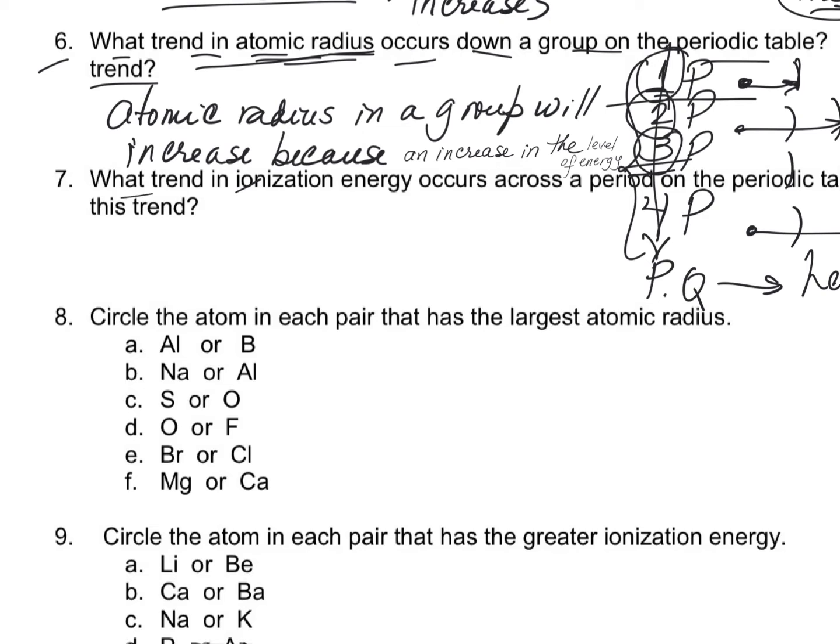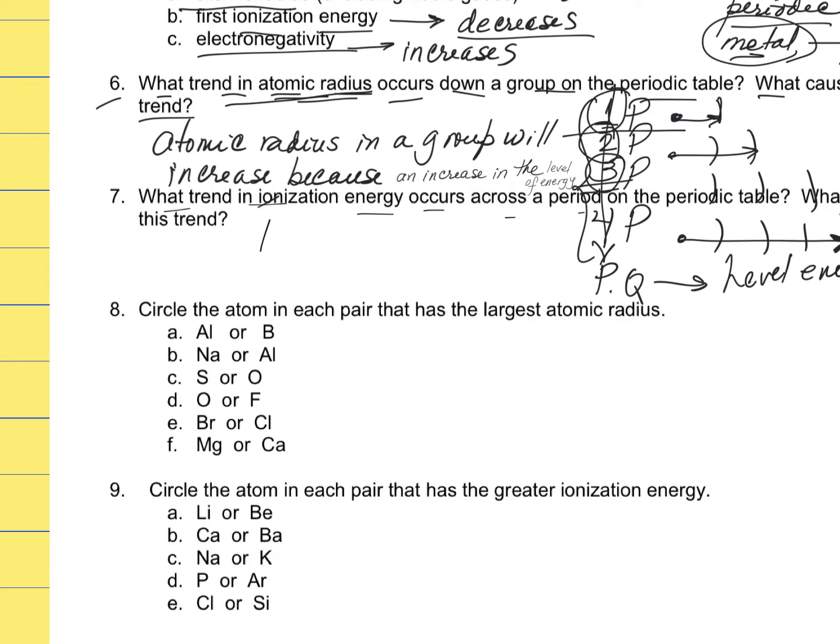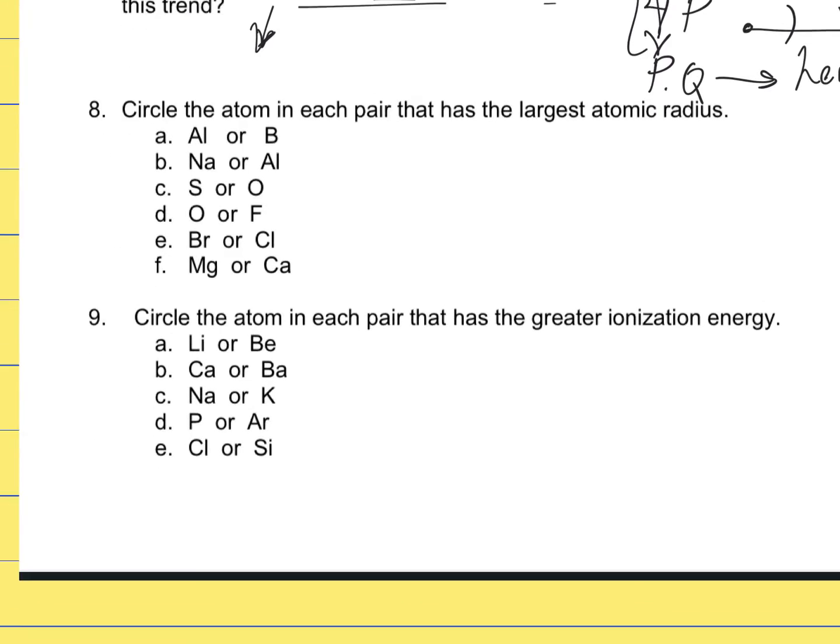Again, it says, what trend in ionization energy occurs across the period in the periodic table? I'm not going to explain that one because I gave you the explanation. Ionization energy across the period, you know that it's going to increase. You know why? Because I was explaining that before.